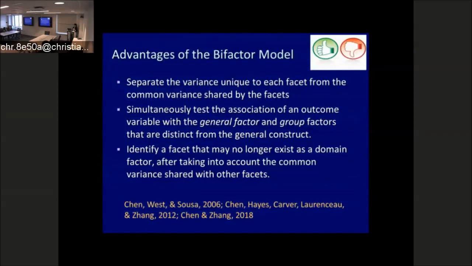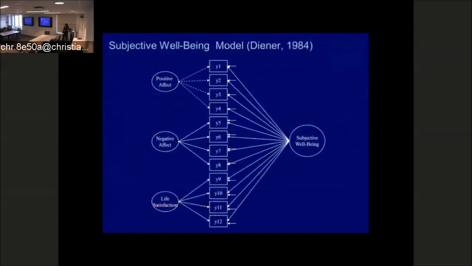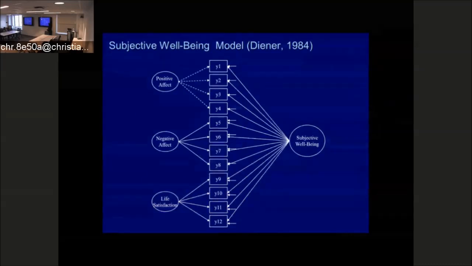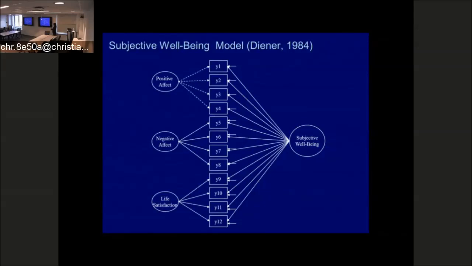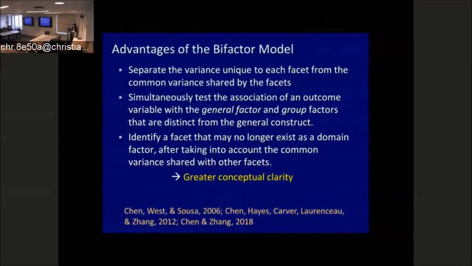Another advantage is that it can identify a facet that may no longer exist as a domain factor once you take into account the common variance shared with other facets. This is very common too. For example, once we take into account subjective well-being as a general factor, it's possible positive affect may not exist as a unique factor. That simplifies your conceptual model. It happens a lot. That way we can identify which domains are really unique once you partial out the general factor. That's a really useful feature of the bifactor model too. All these advantages can lead to greater conceptual clarity.